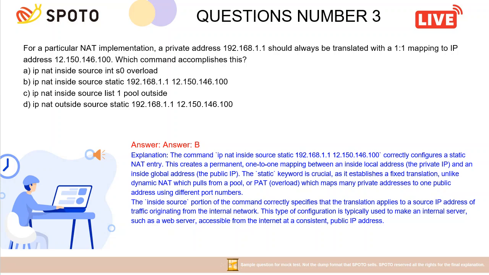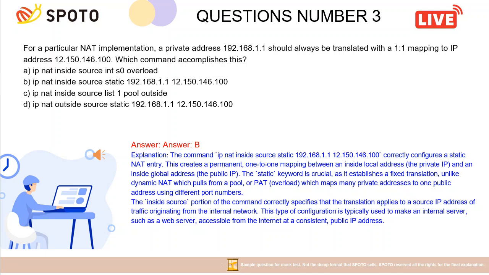Answer, B. The command ip nat inside source static 192.168.1.1 12.150.146.100 correctly configures a static NAT entry. This creates a permanent, one-to-one mapping between an inside local address, the private IP, and an inside global address, the public IP. The static keyword is crucial, as it establishes a fixed translation, unlike dynamic NAT which pulls from a pool, or PAT, overload, which maps many private addresses to one public address using different port numbers.